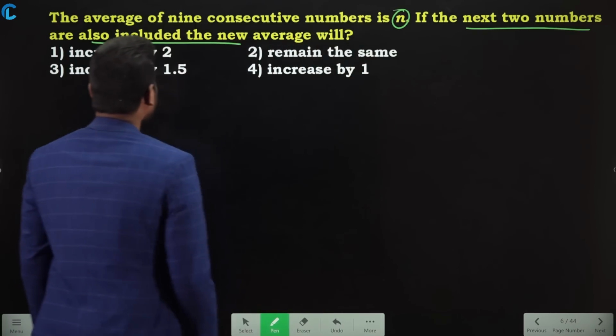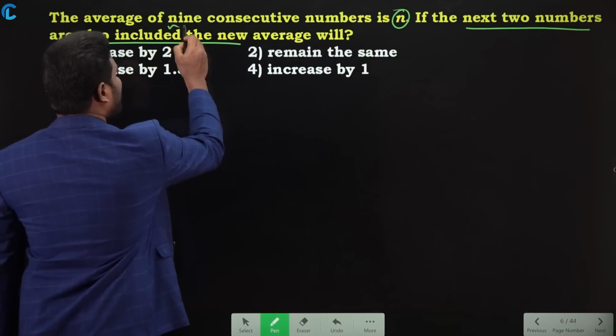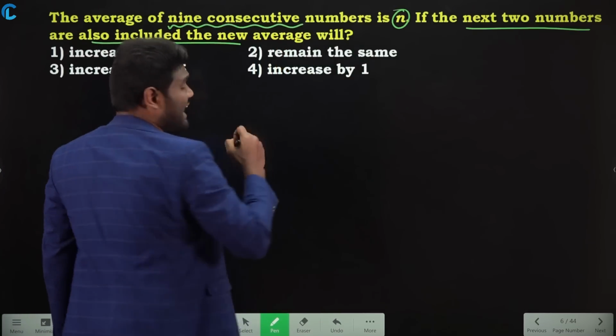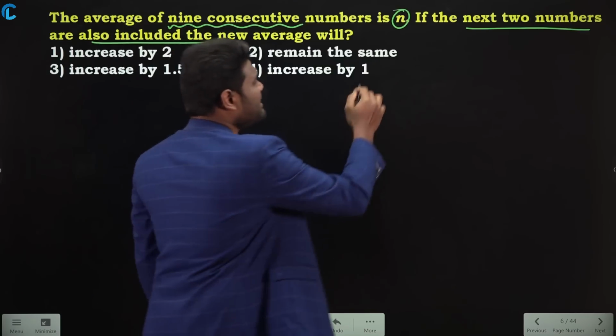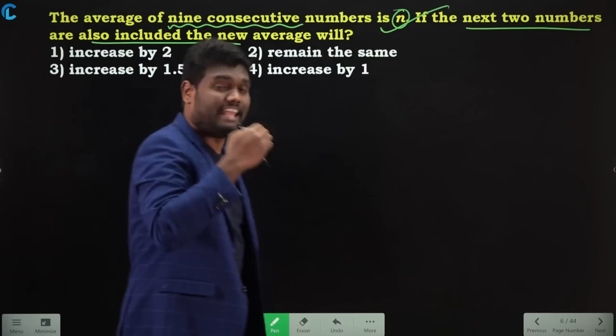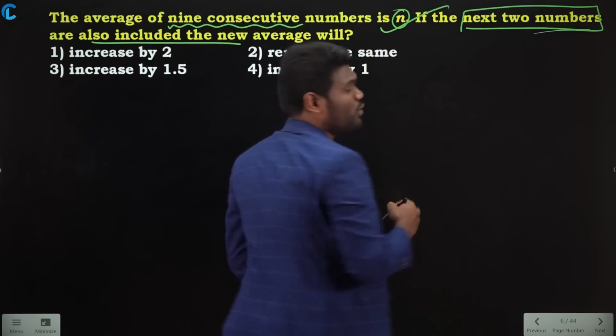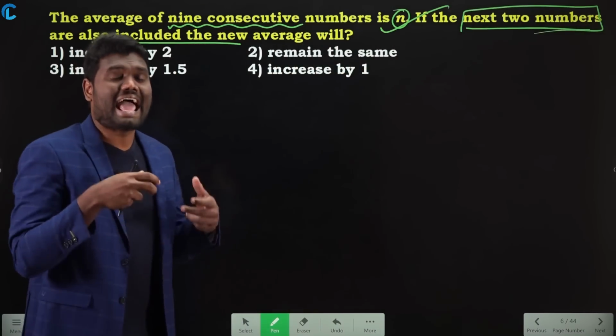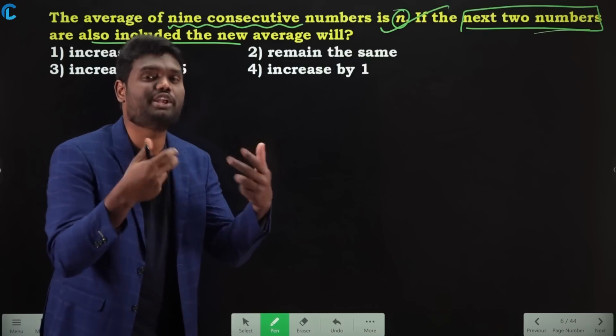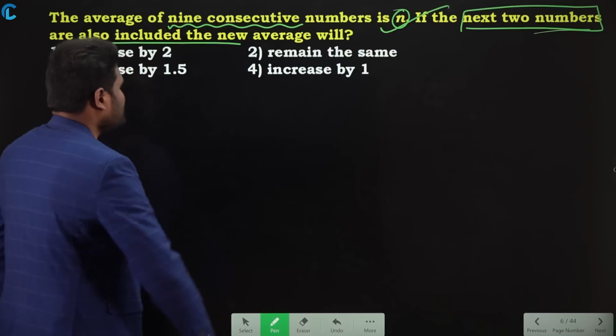But what many of the guys do is they do not understand the question clearly first. Without understanding the question clearly, they try to solve it. So from an examination point of view, understanding the question is really important. Okay, so what is it saying? The average of 9 consecutive numbers is n. If the next 2 numbers are included, then what is the new average? That is your question. Observe here carefully.